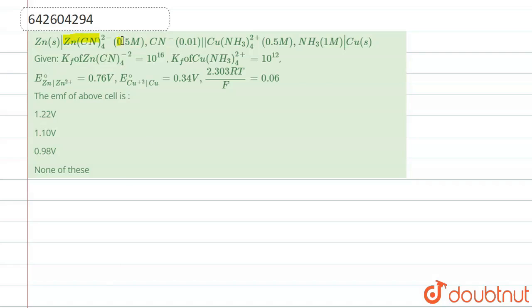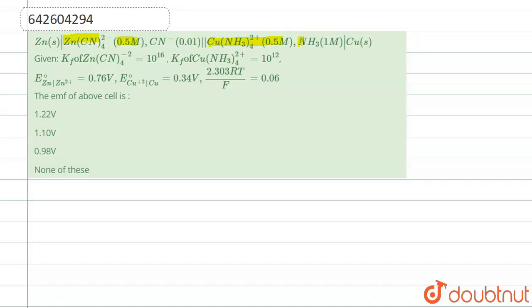Hello everyone, in this question there is a zinc complex given, with its molarity 0.5 molar. This is due to zinc oxide reacting with CN minus: zinc first makes Zn2+, and then it reacts with CN minus to make this complex. So it is formed, right? And for the reaction at the cathode, Cu2+ combines with 4NH3 and forms this complex.